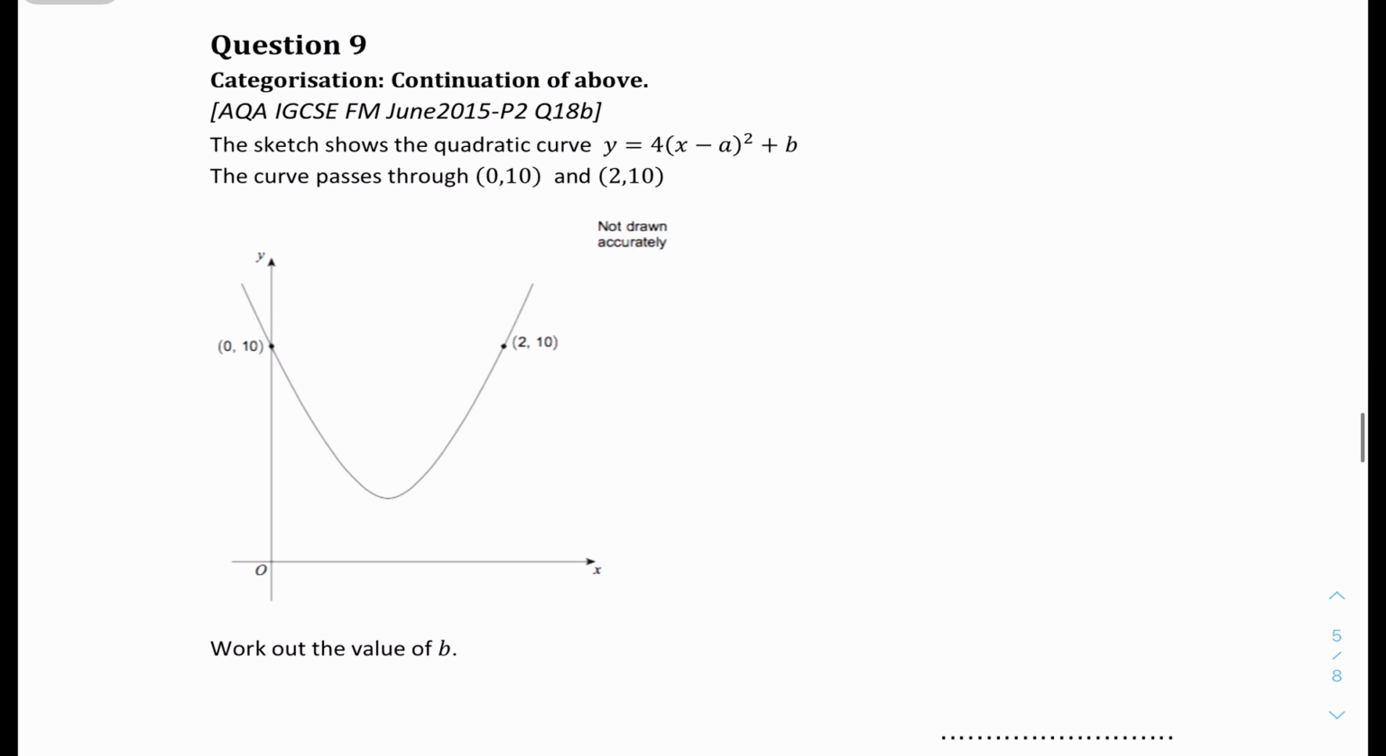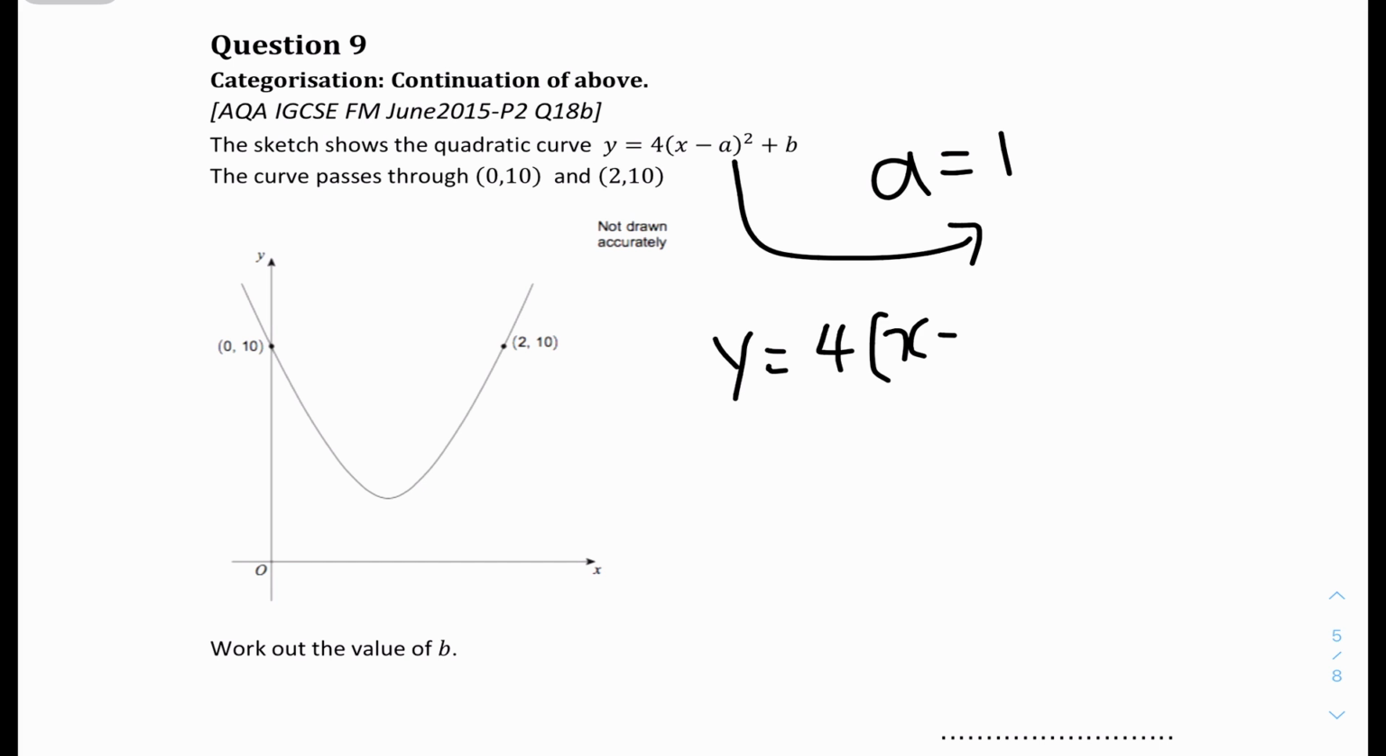Then we have question 9. Work out the value for b from just now. And we know that from just now, a equals 1. So we should just substitute this into the equation to get y equals 4(x minus 1) squared plus b. So we have to find the value of b. If you're not sure how to do it, you need one coordinate. And in this case, we have two coordinates. We have x equals 0 and y equals 10, and x equals 2 and y equals 10.